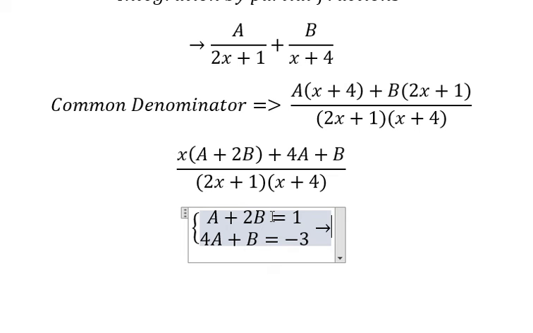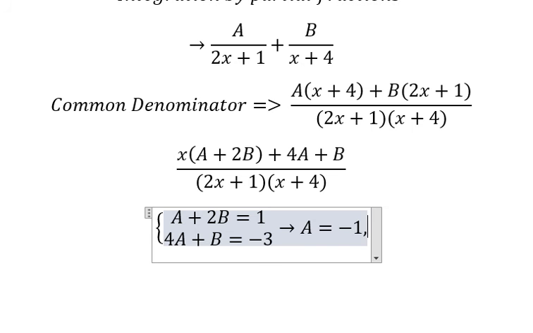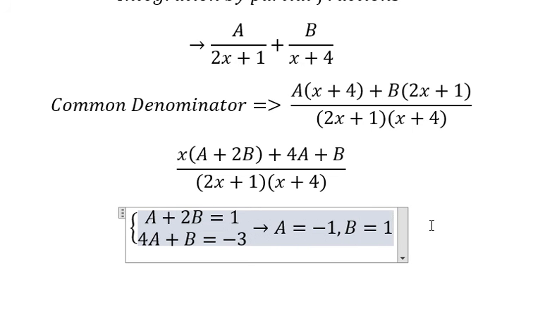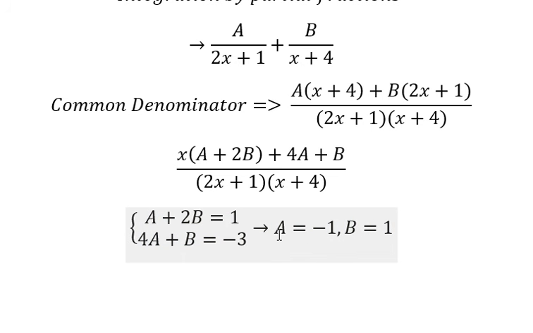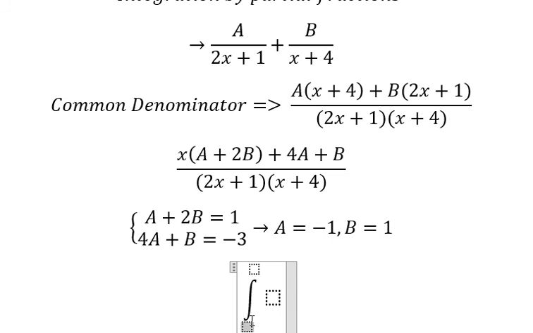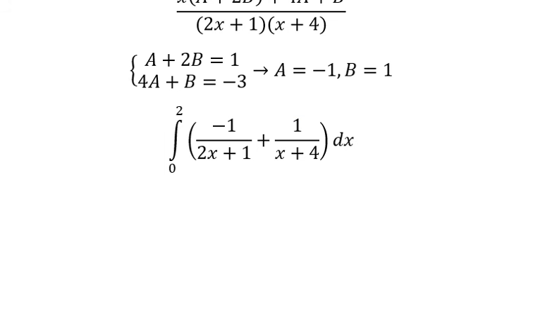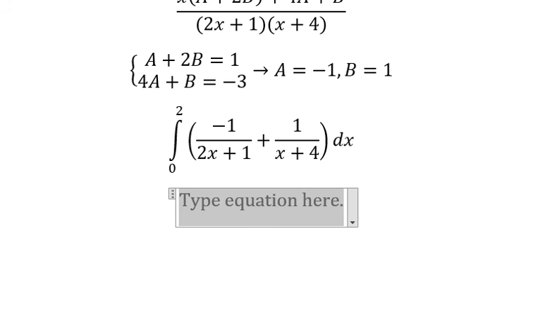Now, we need to find the solutions of A and B. So A equals negative number 1, B equals positive number 1. And now we put A and B in here. And now we have the final answer.